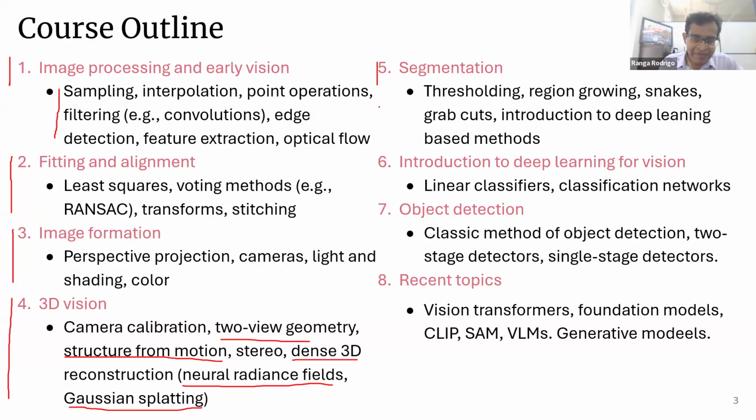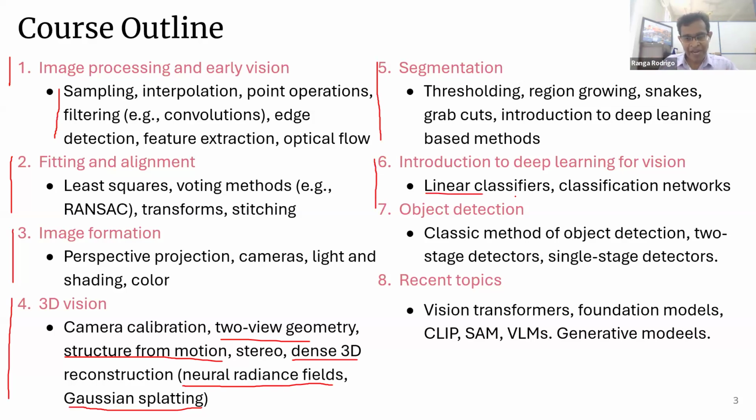Then we will look at image segmentation. Segmentation is very important for medical image processing, for example. That means you have a tumor and you have to demarcate where that tumor is. So there are some simple techniques called thresholding, region growing, snakes, graph cuts. And then we will briefly introduce the deep learning based segmentation methods. And as a sixth topic, we will look at deep learning for vision.